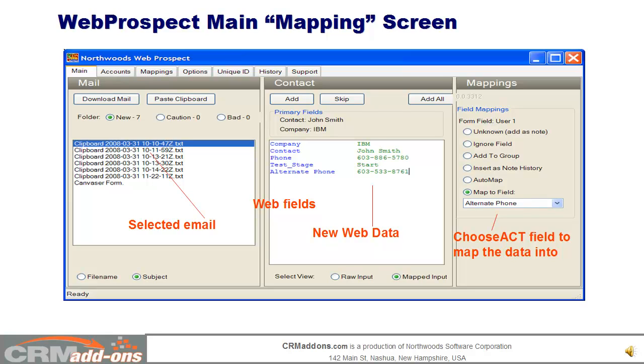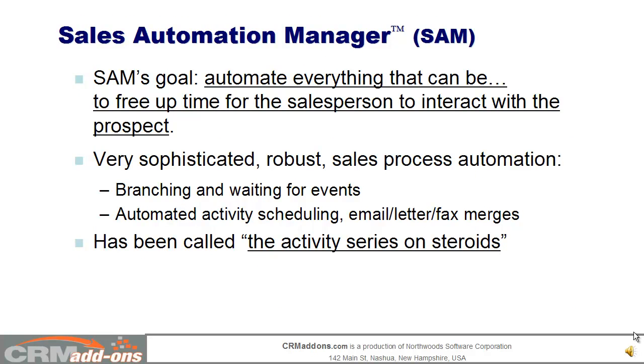But you can also run Web Prospect totally automatically and have it download leads and add contacts to ACT without any manual intervention. The most important component in our automated solution is the Sales Automation Manager. Its goal is to automate everything that can be, to free up time for the salesperson to interact with the prospect.